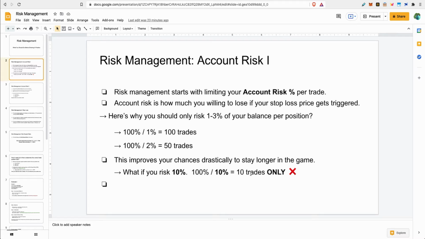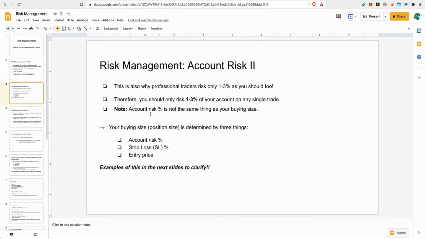And we all know that the market is not about making big profit in every single position. You could make 2 big profits, but more losses than wins, versus making small wins in a consistent way over time. So it's all about account risk, 1 to 3%. Even professional traders risk only 1 to 3%, and they are professional traders. And there's a reason why they risk only 1 to 3%.